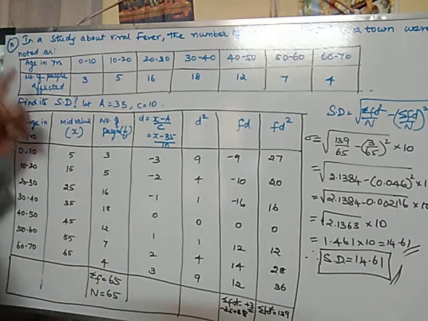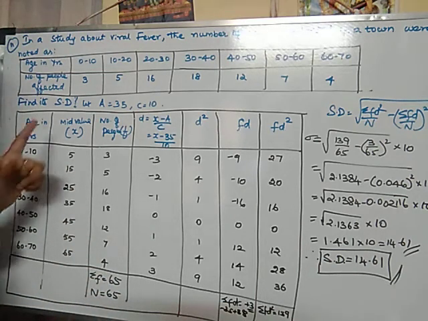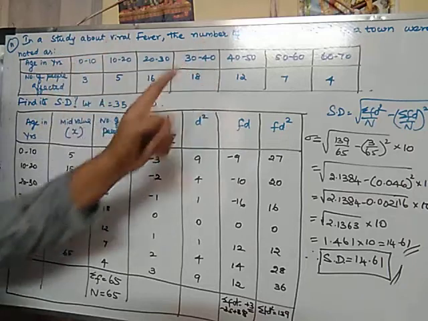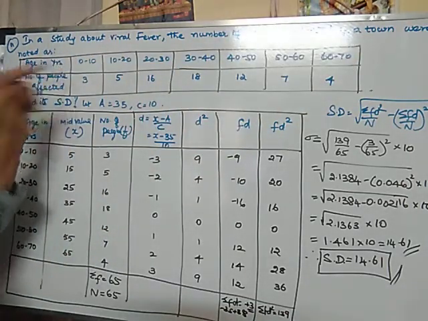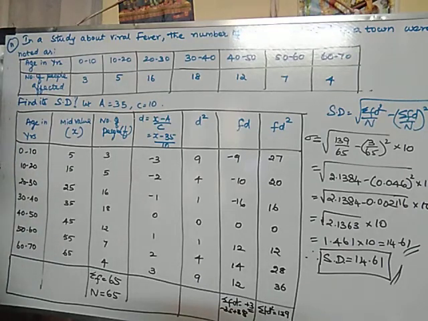Okay, 10th standard, listen to the next 11th sum, 8.1, 11th sum. In a study about viral fever, the number of people affected in the town were noted as age in years is given. So, how many of them got viral fever? According to the age groups, they have grouped the people.